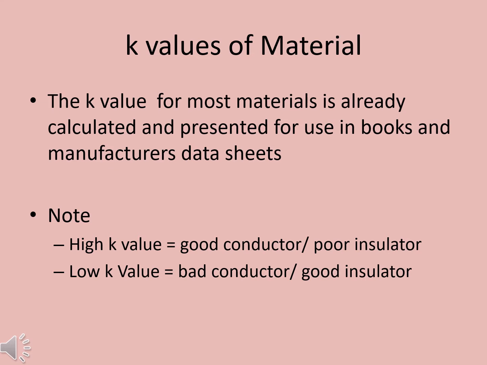K-values of materials. The coefficient of thermal conductivity, also known as a K-value, can be found in a number of construction science textbooks or manufacturer's datasheets. The value for different types of building materials is different depending on the nature and properties of the materials. However, there is one important thing to always remember. A high K-value means that the material is a good conductor of heat and therefore a poor insulator, while a K-value that is low is a bad conductor and therefore a good insulator. Therefore builders, designers and architects should always try to choose materials with a low K-value.